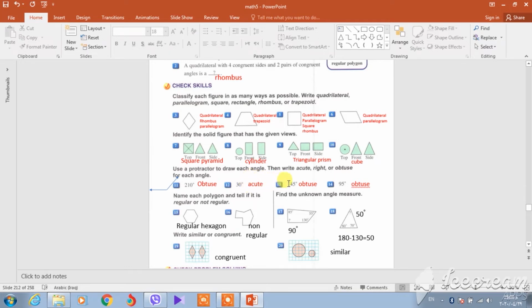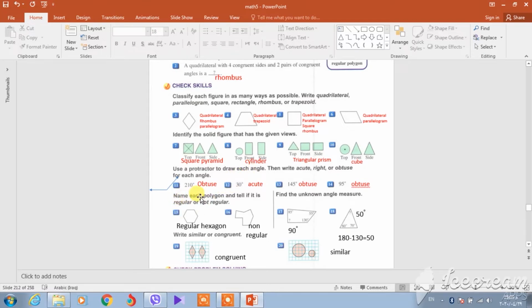Question 13, we have 145 degrees. This type is also obtuse because it is greater than 90. And question 14 is also obtuse because 95 is greater than 90 degrees. So, student, for questions 12, 13 and 14, you need to make an angle with the degrees by using the protractor.